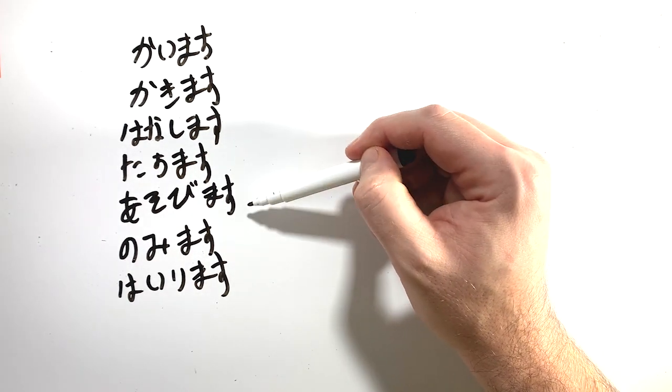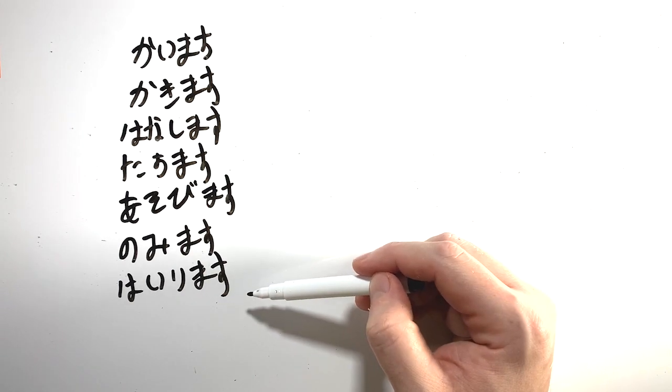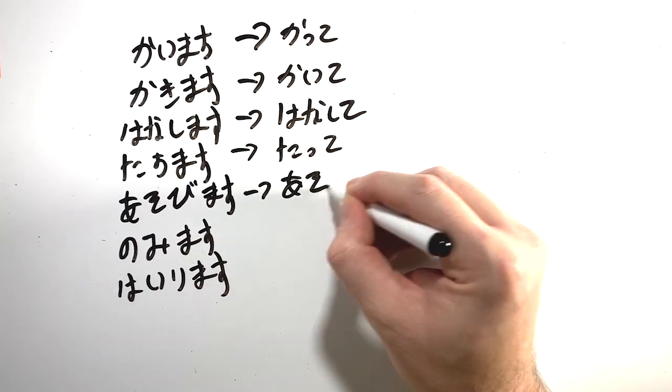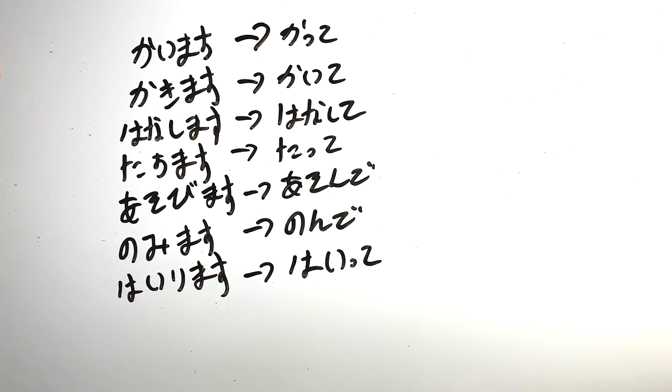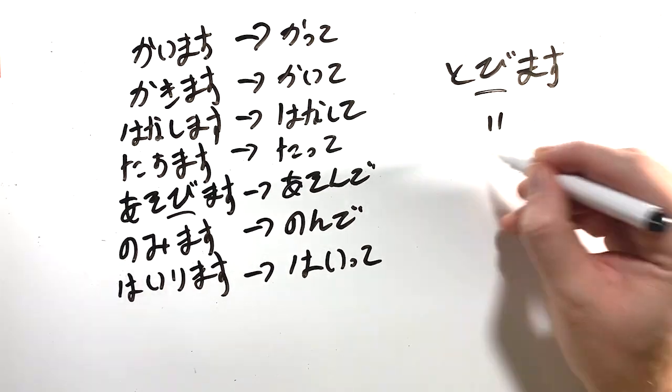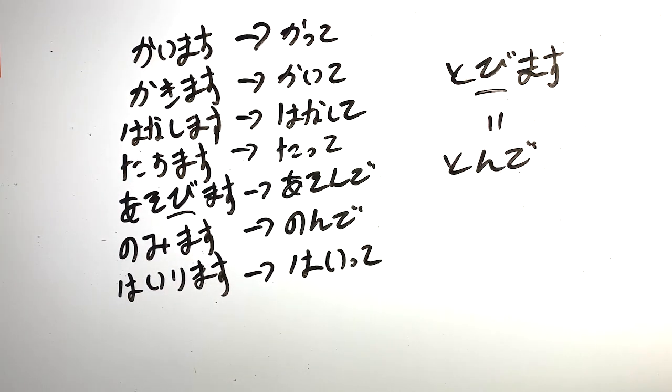So all I need to do is remember the te form for each one of these, remember the masu form, and then that will give me a template that I can use to apply to the things that I don't know. Anytime I encounter a verb I don't know, or I'm not sure which rule to apply, I can just look at what it has in common with my baseline. So for example, the verb to fly, tobimasu. It's similar to asobimasu because they both have bi at the end of the verb stem. So I just apply the same rule. Asobimasu becomes asonde, so tobimasu will become tonde.